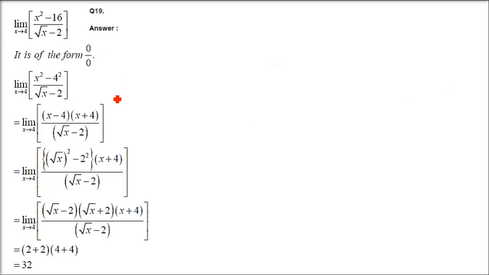Next is question number 19. X square minus 16 by under root x minus 2. X square minus 16 can be written as x square minus 4 square. So x minus 4, x plus 4. Now under root x minus 2, how can you write it? For that, because you need to cancel it, x is tending to 4.